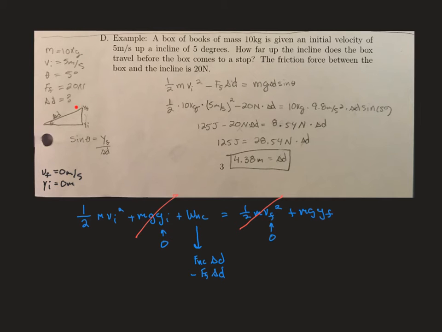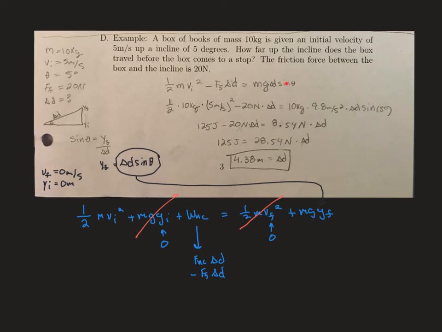Because delta y is opposite to the angle of inclination, and I am looking for the hypotenuse, I'm going to say that the sine of theta is equal to y final, because we've established that y initial is 0, divided by the hypotenuse, which is our displacement. So I can rearrange that and say that y final is equal to the displacement times the sine of theta. So I'm plugging this relationship in for y final.